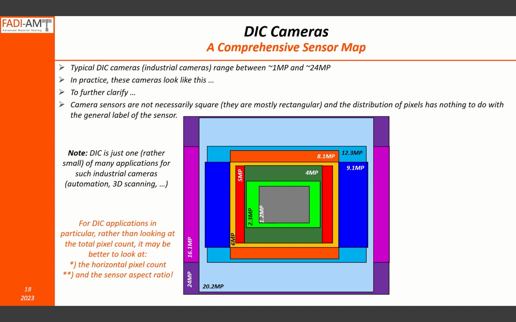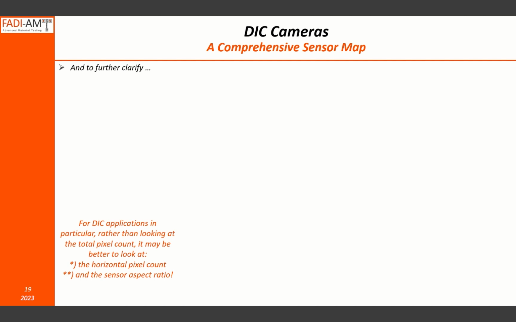Now, from our perspective, and that's why I highlighted this in orange, if we leave it to the label of the camera, it will stay confusing. From our perspective, rather than looking at the total pixel count, you look at the horizontal pixel count of the sensor and look at the aspect ratio, and things might get clearer. And let me try to demonstrate this in a very simple schematic.